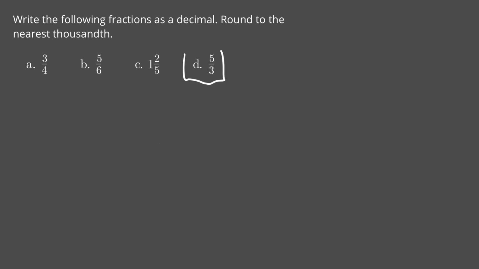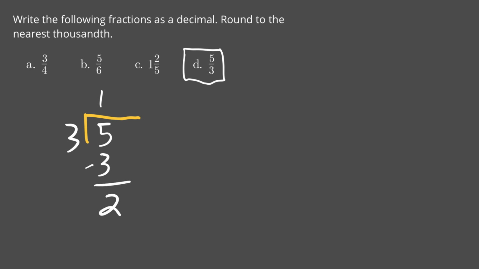Now for part D, we have 5 over 3. This is very similar to our previous parts, so I recommend you pause this video and give it a shot. For the solution, we will start with long division, putting the numerator on the inside, the denominator on the outside. 3 goes into 5 once. 1 times 3 is 3. Subtracting, that gives us a 2.